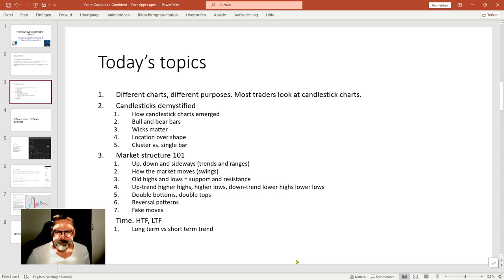Today's topics, as I said, a lot to cover. Different charts, different purposes. Most traders look at candlestick charts, so we'll show you a quick overview about that. Then the next chapter will be about candlesticks. Then we will cover basic market structure, and then I will talk a little bit about time frames.